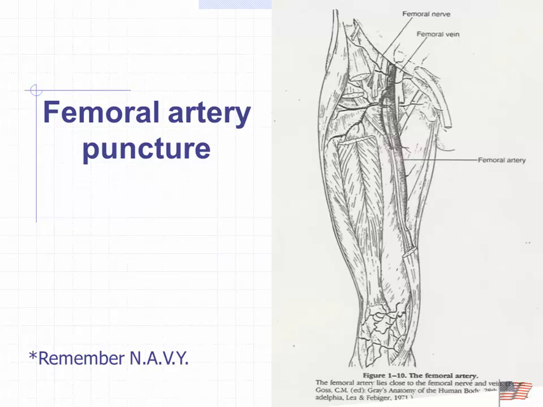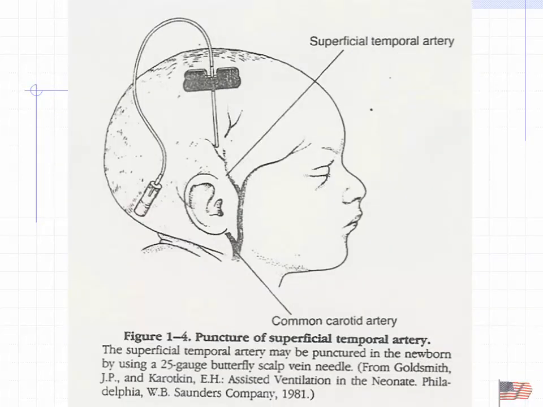And lastly, the femoral artery is a nice big artery in the leg, but it's really deep. And there are other structures adjacent to it, the femoral nerve, the femoral vein. A way to remember which goes where is to remember the word Navy. Nerve, artery, vein, Y. Nerve, artery, vein.